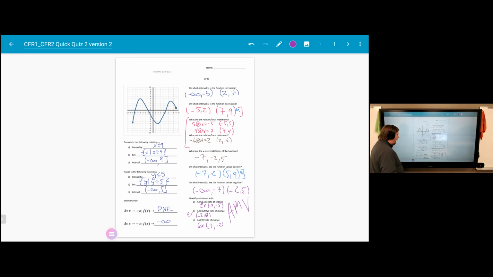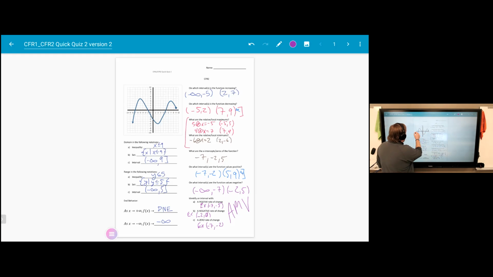As for end behavior, I look on the right hand side as x goes to positive infinity. My y values, well, it doesn't have an arrow. If it doesn't have an arrow, it doesn't have end behavior. It doesn't go to positive infinity. So that does not exist. That's where DNE comes in. And I look on the left-hand side, because that says x goes to negative infinity. My arrow is pointing down. My y values are going to go to negative infinity. So that's where that end behavior comes from.